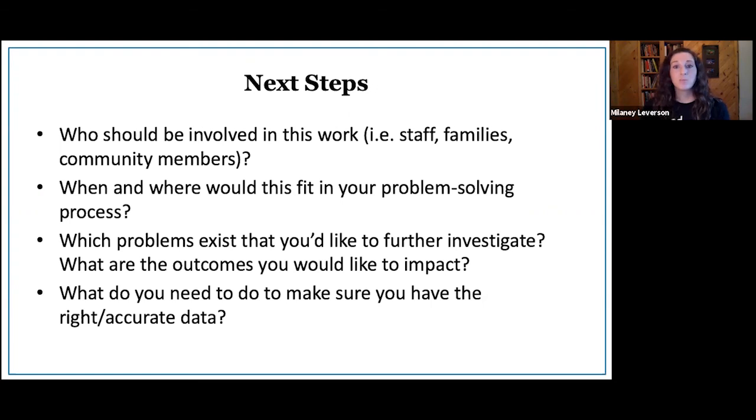The third question, which problems exist that you'd like to further investigate? And what are the outcomes that you would like to impact? And within this, I want you to specifically consider which problems your staff or your stakeholders might identify. And if those aren't the same, I want you to consider leaning into the ones that your stakeholders would identify first, because that's how you'll get their buy-in and that's how you'll get them engaged in the work of doing this. And then finally at the bottom, what do you need to do to make sure you have the right or accurate data or access to the data?